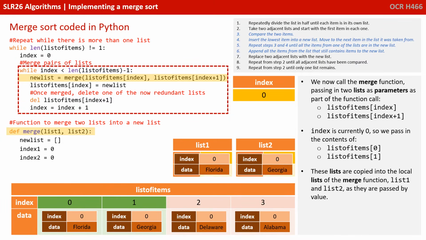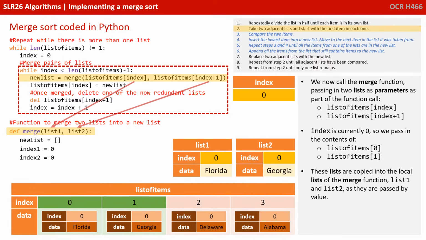We now call the merge function, passing in two lists as parameters as part of the function call. Index is currently 0, so we pass in the contents of list of items element 0 and element 1. These lists, shown in green, are copied into the local list of the merge function, list 1 and list 2, as they're passed by value.